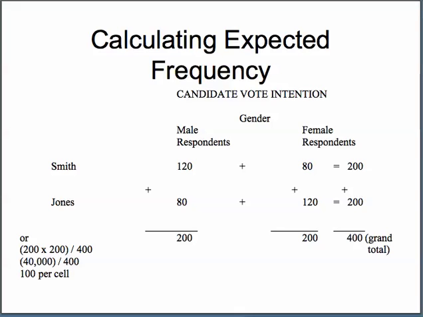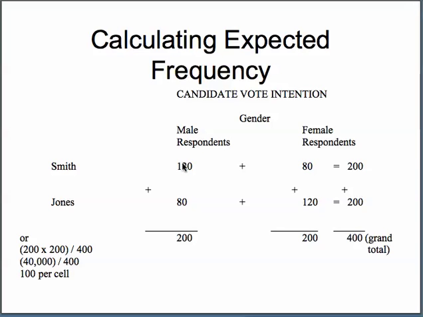So here's how this expected frequency calculation works. Male respondent Smith is cell 1. Female respondent Smith is cell 2. Male respondent Jones is cell 3. Female respondent Jones is cell 4.